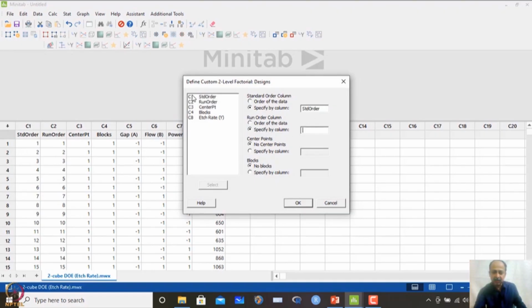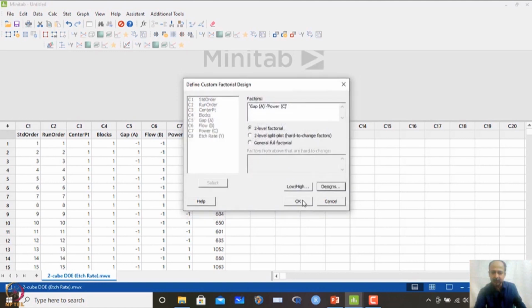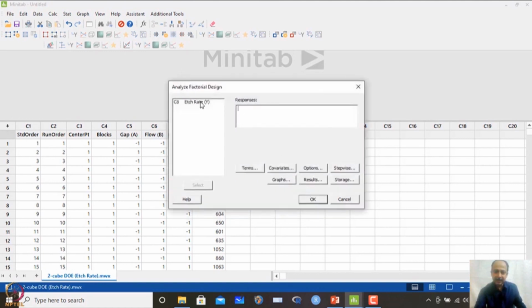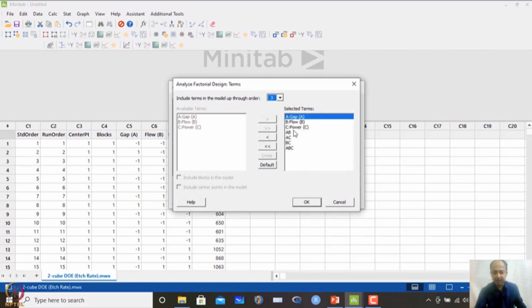Then the run order, what I will mention is that this is the run order over here, and the last one is this over here. This is the center point, which column it is noted down in, and blocks, where the column is noted down over here. If you click OK over here and then click OK, then you mention what the response variable is, and then which terms you want to see.